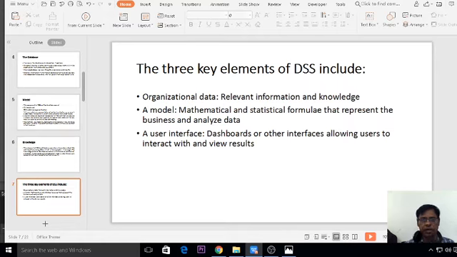The three key elements of DSS are organizational data, a model, and a user interface. See, I am trying to go slowly, point to point, for your betterment. Sometimes they may ask you a question, that is, what are the elements of DSS. So that's what I'm giving information about. The three key elements of DSS are the organizational data, a model, a user interface. Just now we saw what is user interface, what is model, what is organizational data.